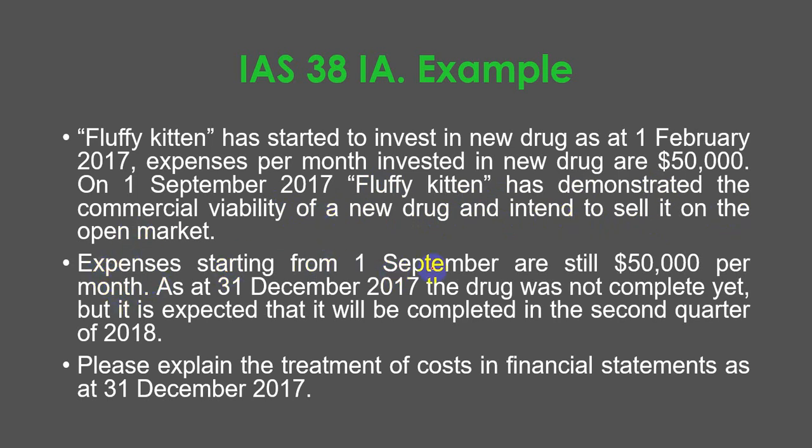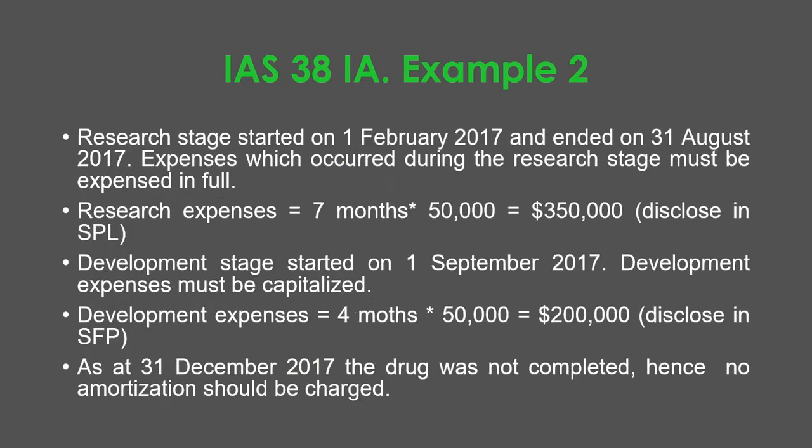Expenses starting from 1st September are still $50,000 per month. As at 31st December, the drug wasn't complete yet, but it is expected that it will be completed in the second quarter of 2018. Please explain the treatment of costs in financial statements as at 31st December 2017. So, let's try to solve this task.